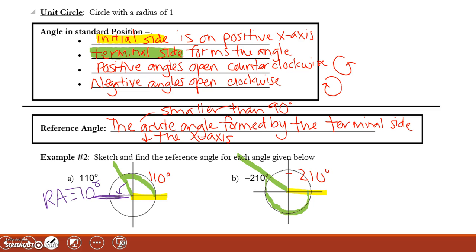All right, so then I need to find my reference angle. So it's the angle between this terminal side and the closest x-axis, so right there. So we know that this was 180, so to get to 210, that'd be 30 more degrees. So my reference angle is 30 degrees.